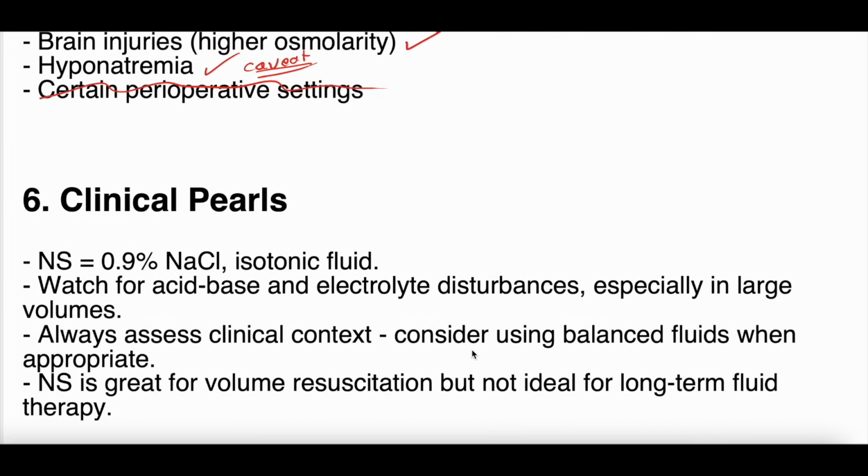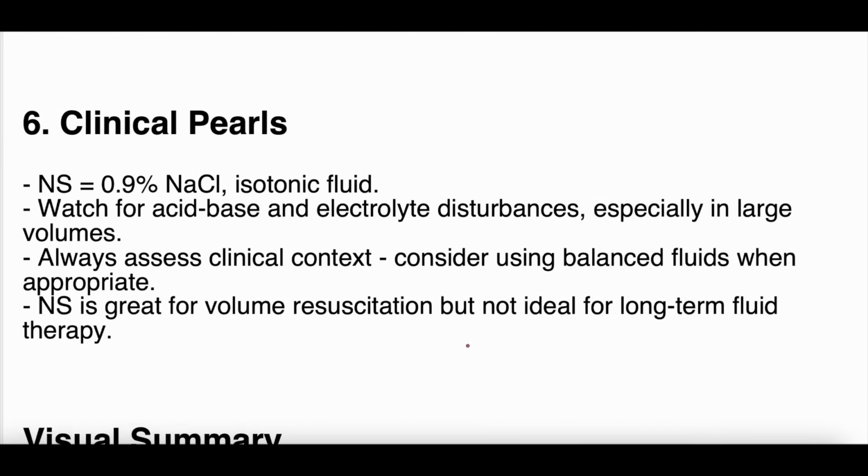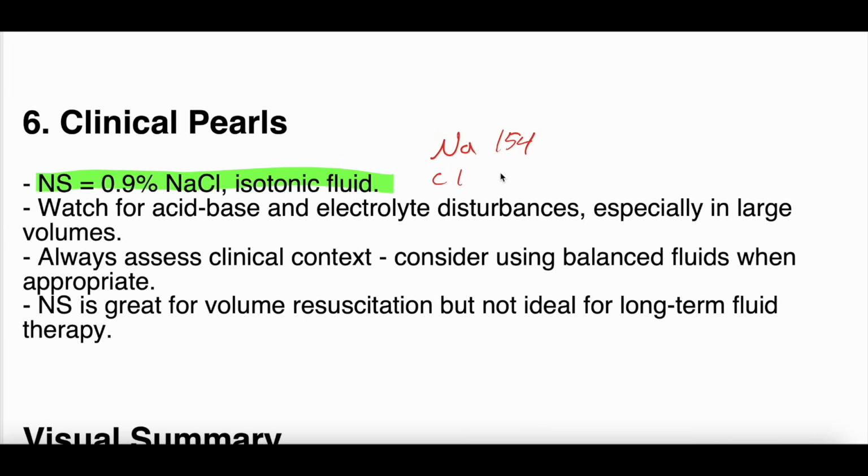So if we were to summarize what we have learned thus far, normal saline is 0.9% sodium chloride. What is it? Sodium and chloride, 154 milliequivalents, 154 milliequivalents. Watch for acid, base, and electrolyte disturbances. Always assess clinical context. This is good for volume resuscitation, but long-term fluid therapy, especially with that risk of hyperchloremic metabolic acidosis, not always perfect.